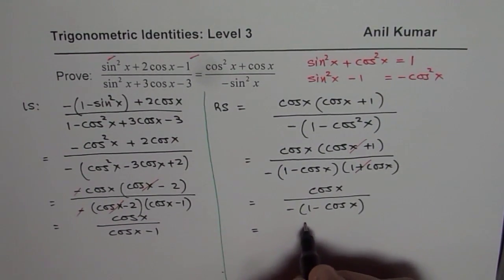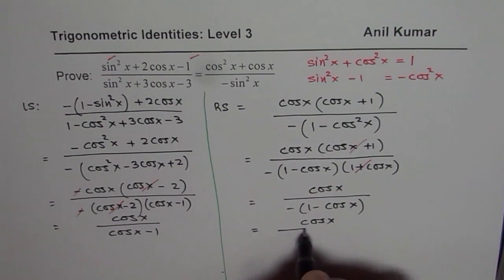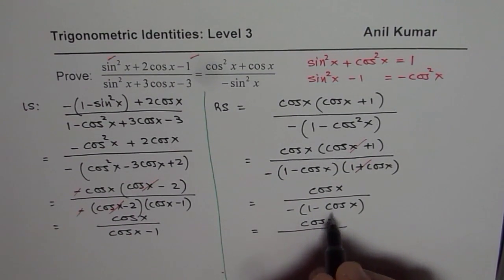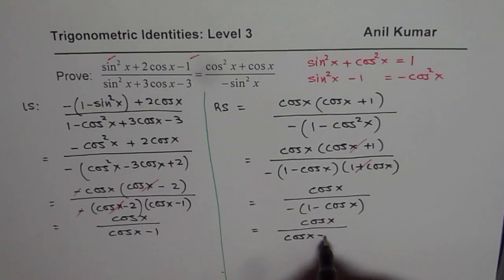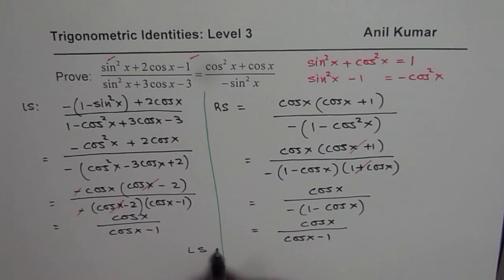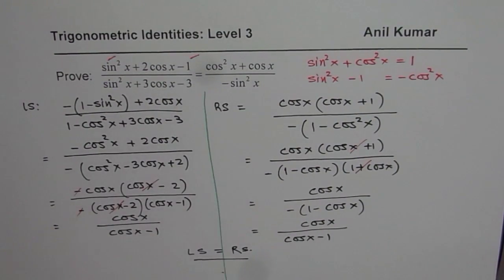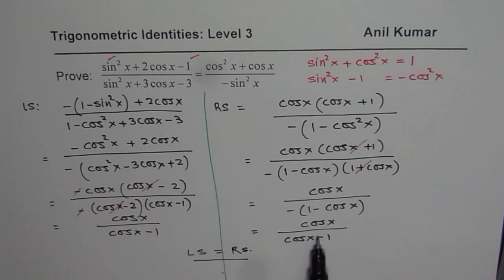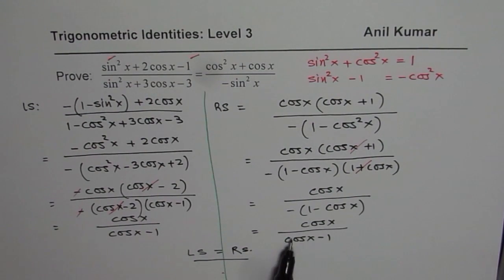So this is also cos x. When you open the bracket, this becomes positive, so you get cos x minus 1. So what we see is left side is equal to right side. So this particular example is the one where you should solve both sides and come to the same answer. So that is how you prove this. In this particular example, I hope you appreciate it becomes much simpler if you solve both the sides. I hope that helps. Thank you.